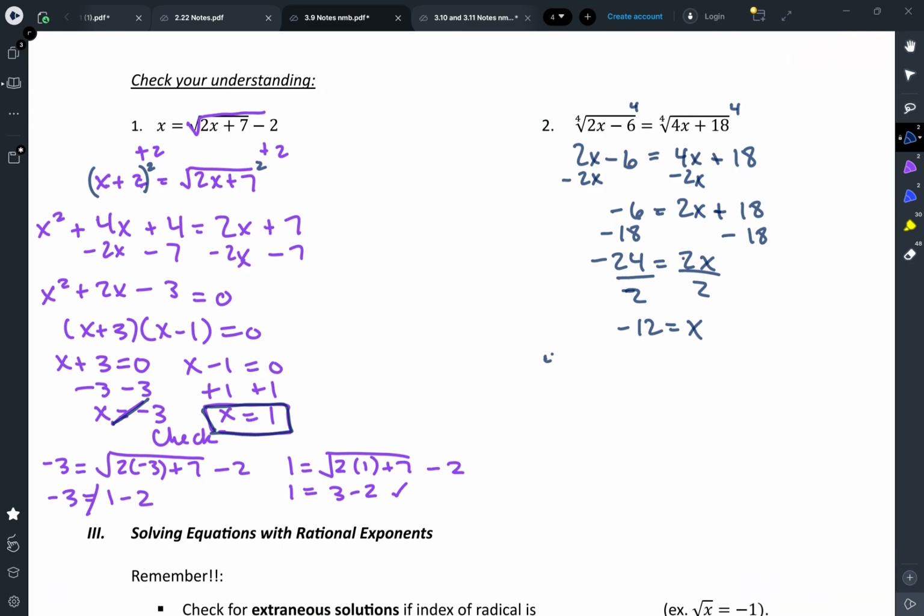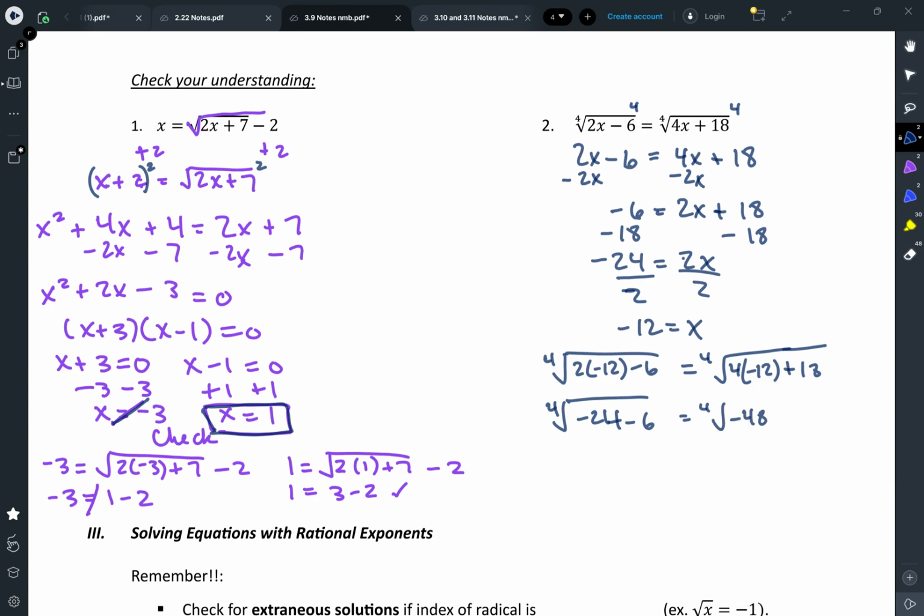So this would give us the fourth root of 2 times negative 12 minus 6 equals the fourth root of 4 times negative 12 plus 18. So negative 24 minus 6, fourth root of negative 48 plus 18. So on both sides, I have the fourth root of negative 30.